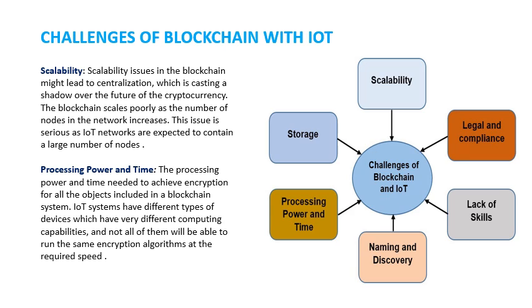Next is processing power and time: the processing power and time needed to achieve encryption for all the objects, including the blockchain system. IoT systems have different types of devices with very different computing capabilities, and not all of them will be able to run the same encryption algorithm at the required speed, because blockchain is one of the big blocks. It needs some power and time to encrypt the code or the message. So we will be using an encryption algorithm at the required speed.